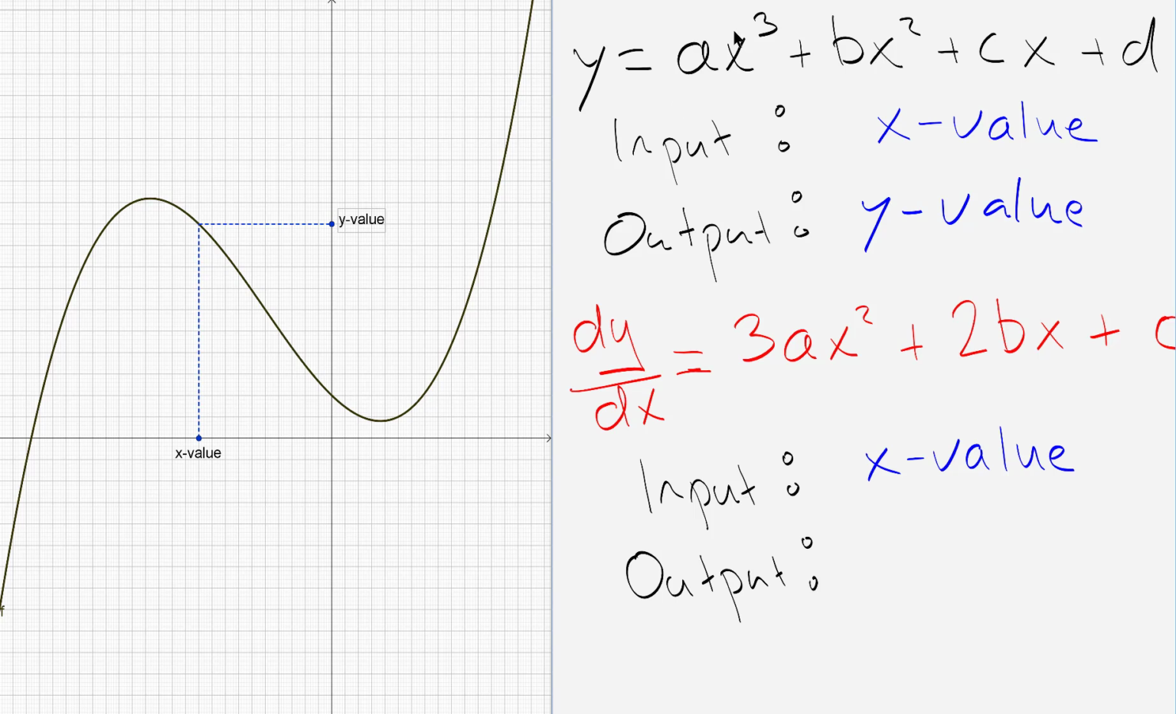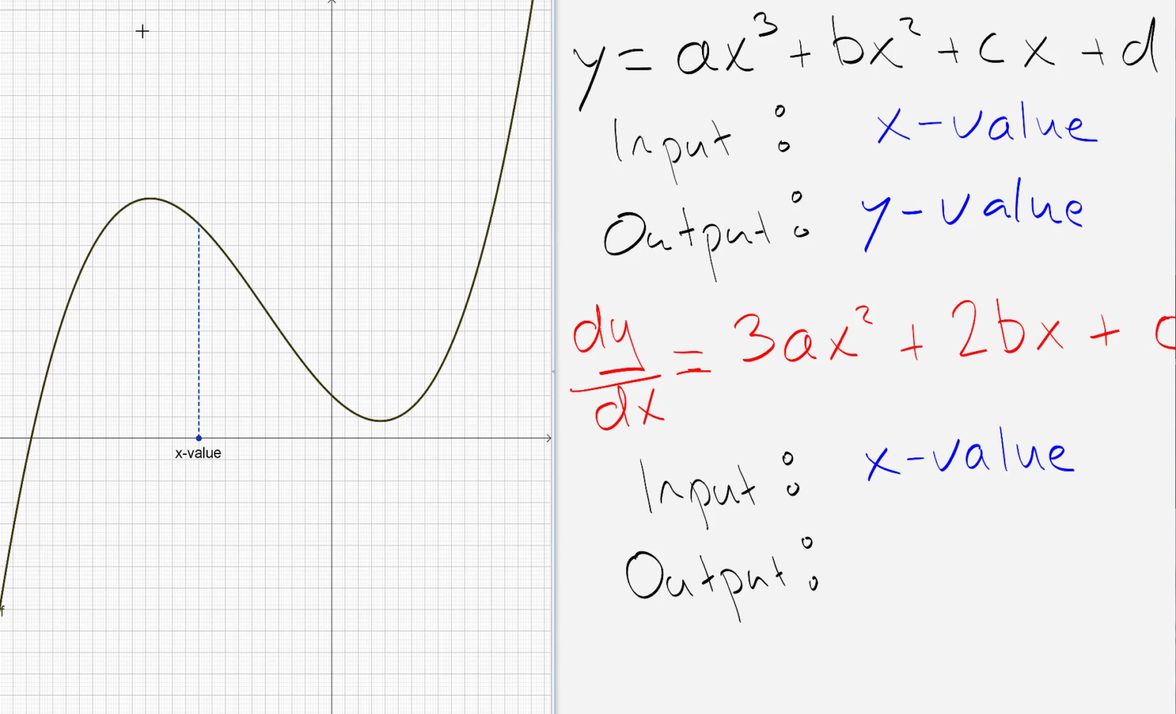Now let's say we differentiate this function. I'm going to differentiate this function and I will get dy/dx equals 3ax squared plus 2bx plus c. Now what if I input the x value in here? What is my output when I input the x value into my derivative function?